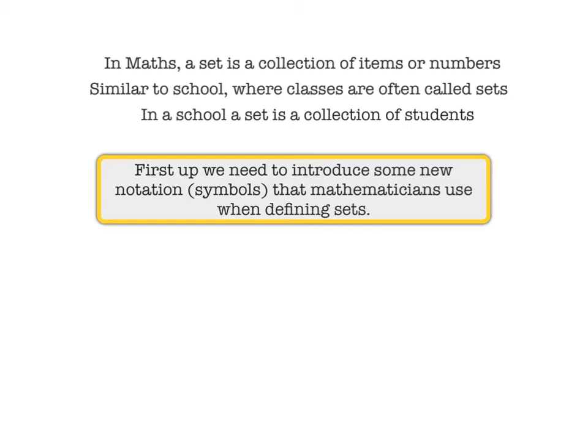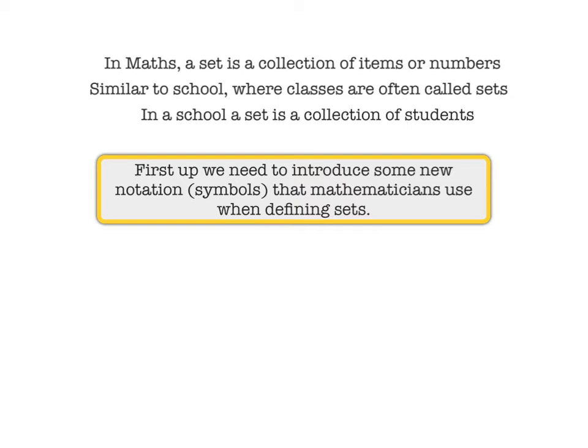Okay, so in maths, a set is a collection of items or numbers. So we're talking about a set. Now, similar to school, where classes are often called sets, in a school, a set is a collection of students. Now, they might be separated because of ability, so you might have set 1, set 2, set 3. Also, you think about your school might be separated into year groups. So that's something that defines them. So a set is a collection that have something specific in common.